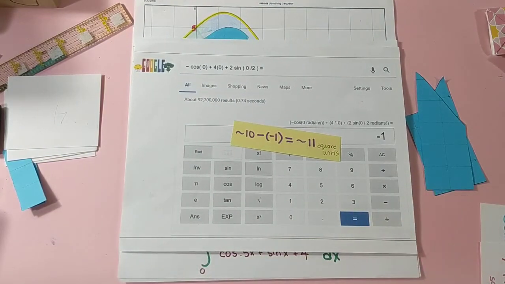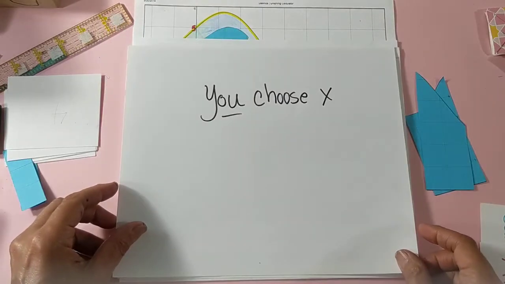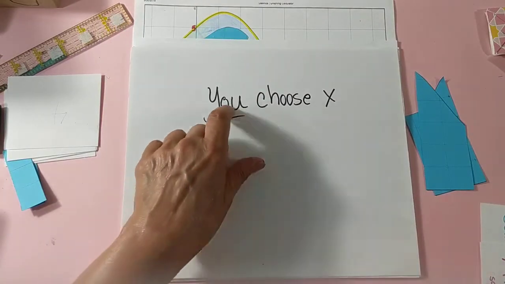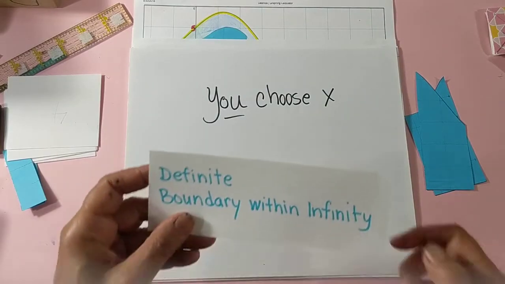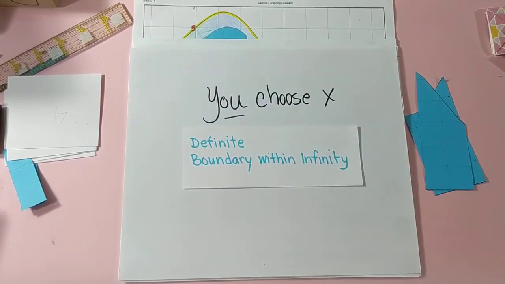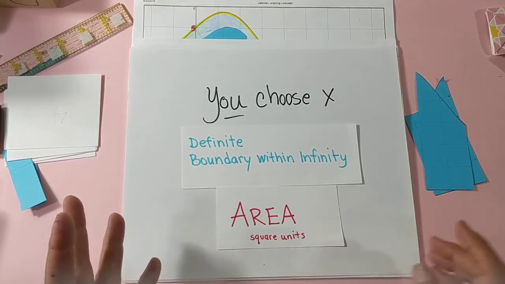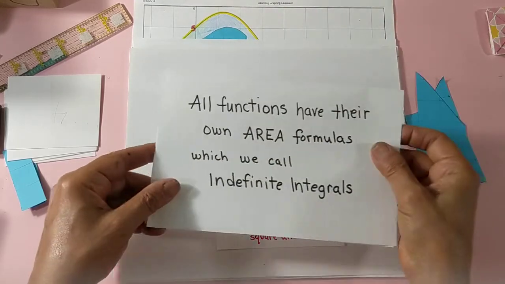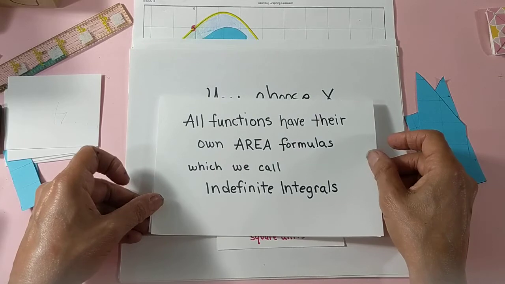What I want to sum up with is that what this is really about is I want you to know that we're not solving for X anymore. You are choosing X. You're choosing your definite boundary. The reason you're doing that is because you're creating a definite boundary within infinity. So within that boundary, you can determine an area in square units. It's a number. It's good to remember that all functions have their own area formulas, which we call indefinite integrals.